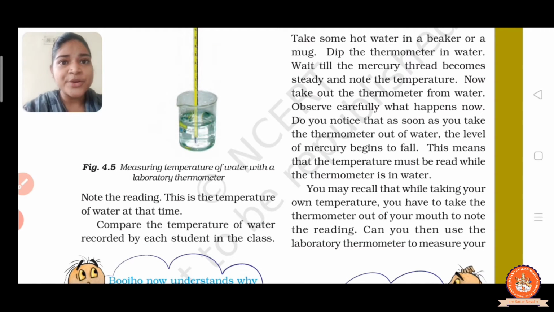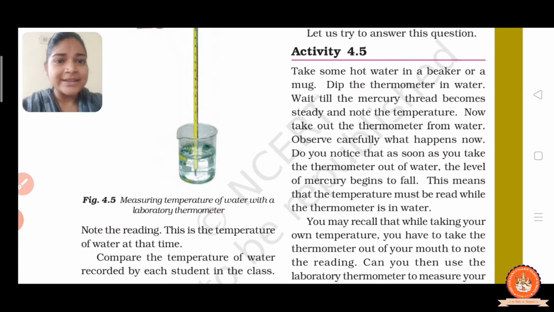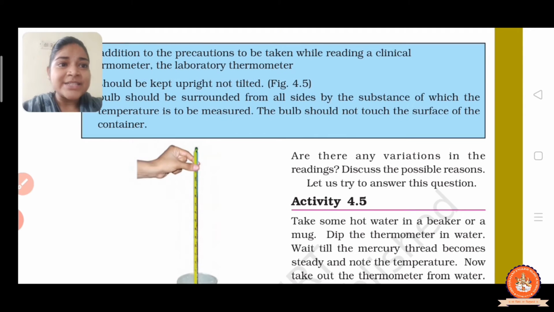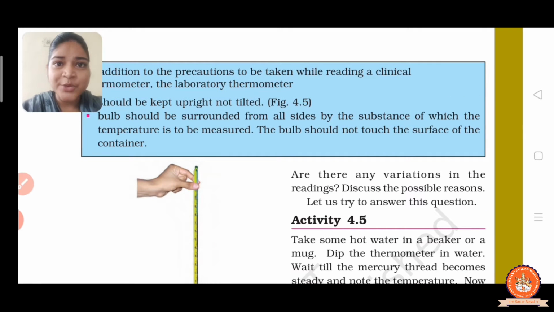So this way you can take the reading. And one more important thing, while you take the temperature, the thermometer should be in contact with the substance whose temperature is being read, right? That's the way you get the accurate temperature.